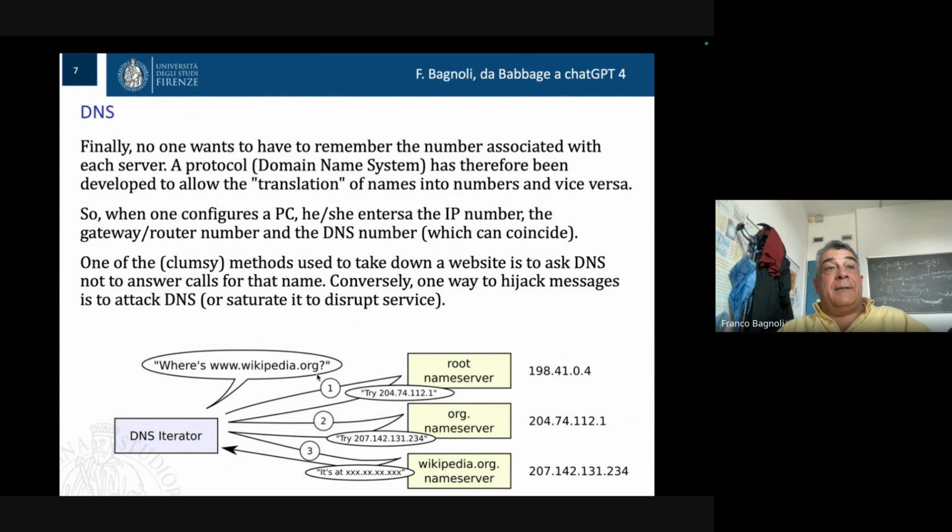And clearly, DNS service is a crucial service which can be the target of cyber attack, for instance, saturating the DNS server so that it cannot answer, cannot resolve the request.